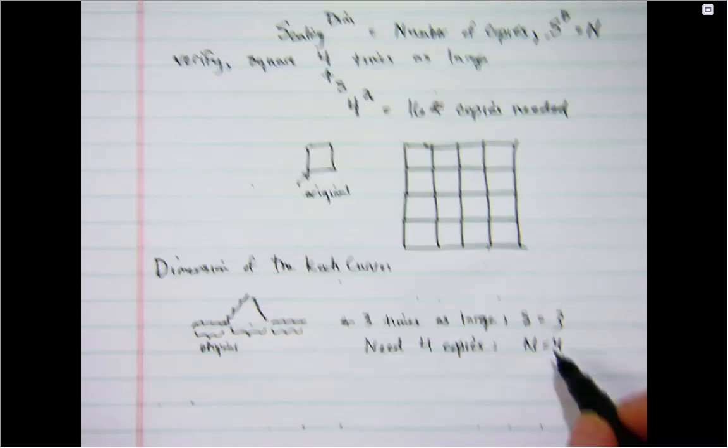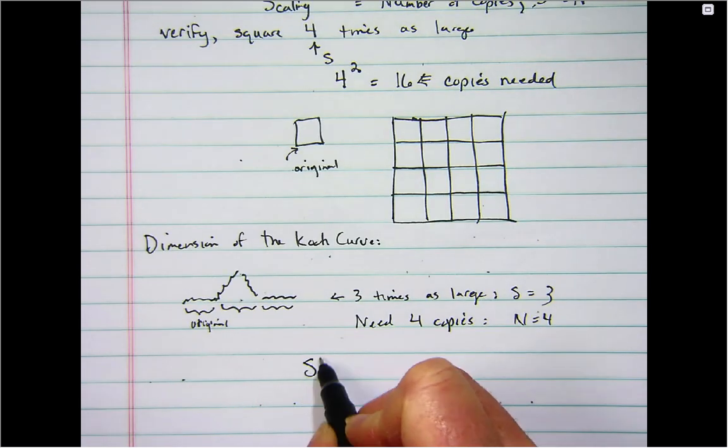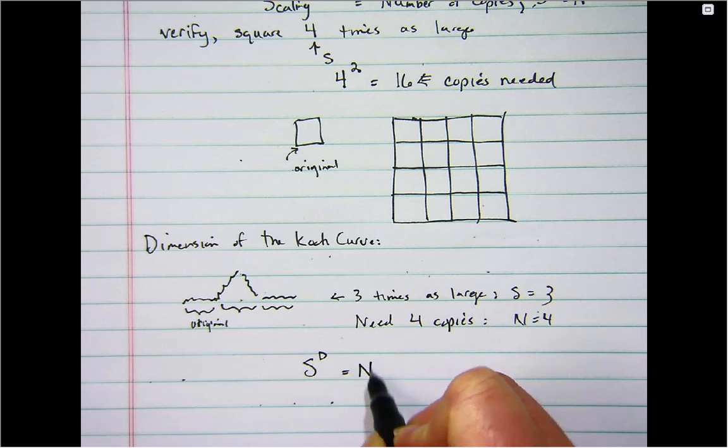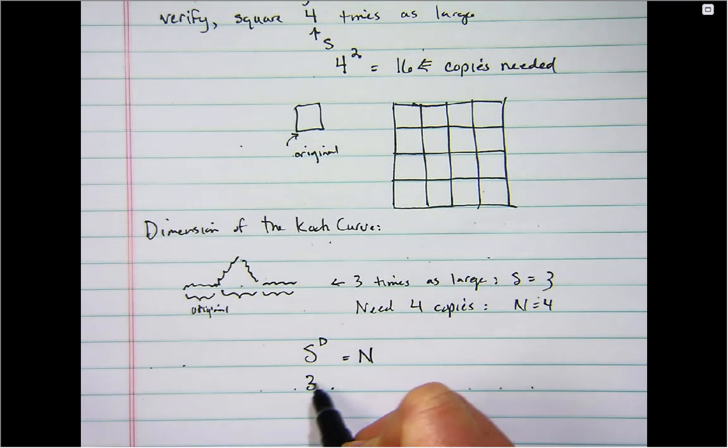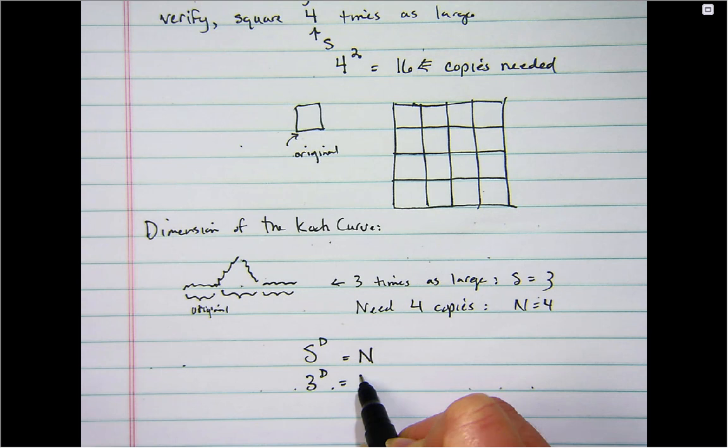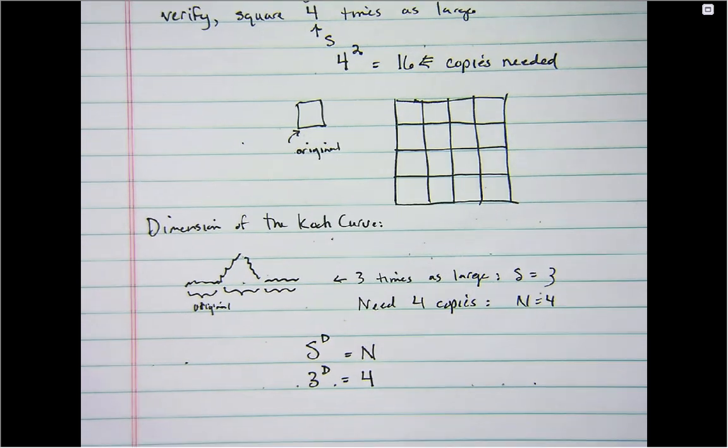And then we use our little formula. So S raised to the D equals N. 3 raised to the D equals 4. Well, that's not easy to solve. I mean, that's not an integer answer. 3 to the 1 is 3. 3 to the 2 is 9. So the dimension of the Koch curve falls somewhere between 1 dimension and 2 dimensions, just like we might have expected. It has more dimension to it than a line, but not 2-dimensional yet.